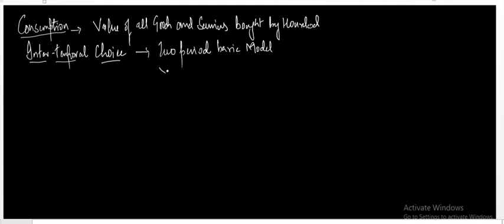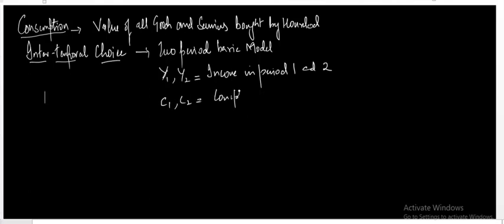Now before I introduce you to the two period basic model and to the intertemporal choice, let me make some notations. In this case, y1 and y2 are going to be the income in period 1 and 2. Now C1 and C2 are going to be the consumption in period 1 and period 2.